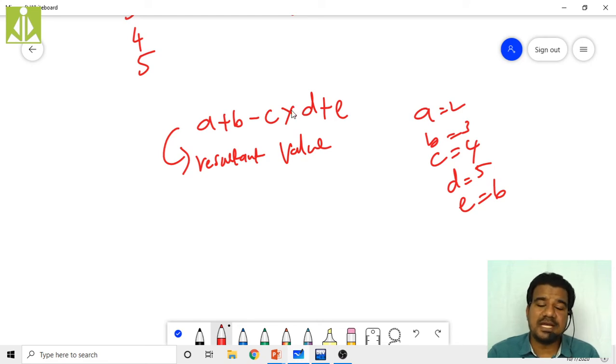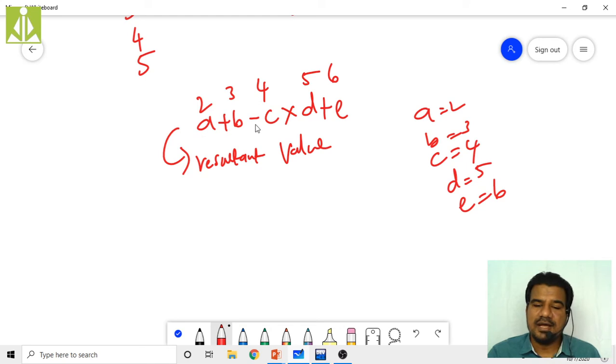By knowing all these values, I will simply replace the values over here: 2, 3, 4, 5, 6. Now I have to perform the operations. First I will scan this entire expression and look for the operator which has the highest precedence. The higher the precedence, the earlier the operator gets evaluated. This concept we studied in your first semester: operator precedence and operator associativity.